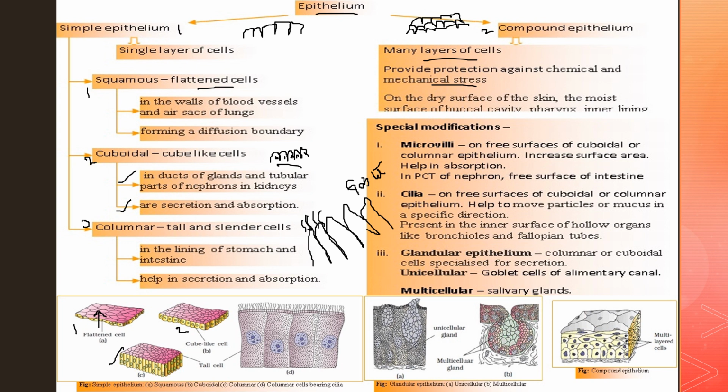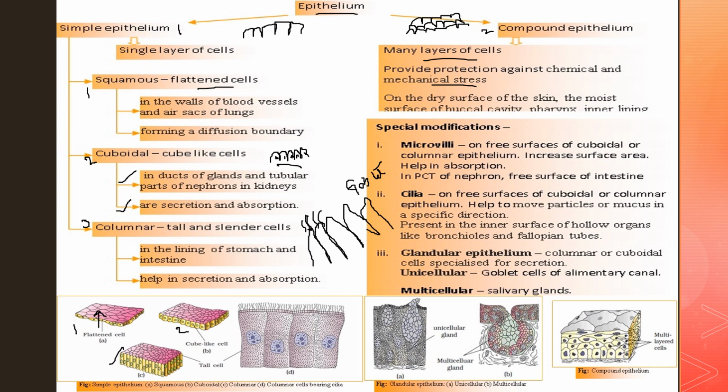And now coming to the special modifications which we can see in these cells, we can see microvilli, which are present either on the cuboidal cells or on the columnar cells. Microvilli means projections. If they are present, they increase the surface area of absorption. In the cuboidal epithelium they are present in the PCT and DCT of the nephron, the free surface of the intestine, as well as in the gonads, that is the reproductive tracts.